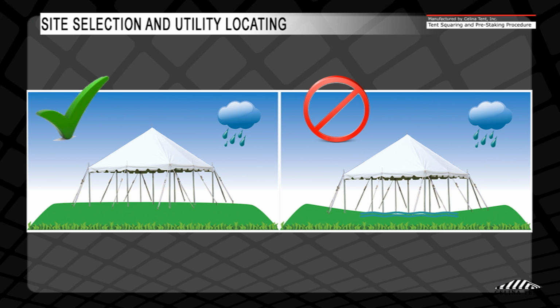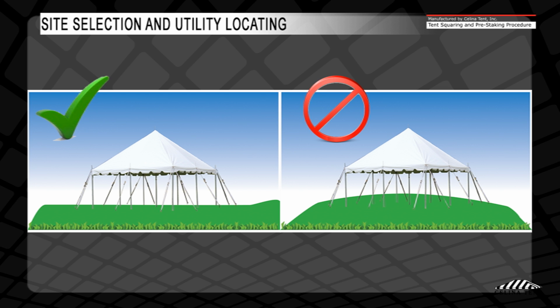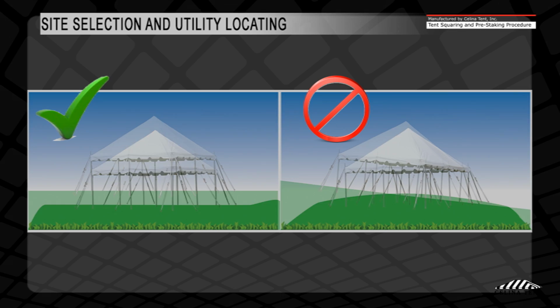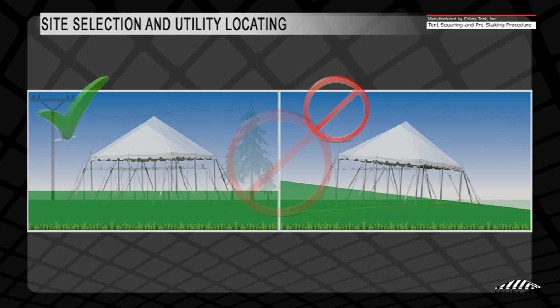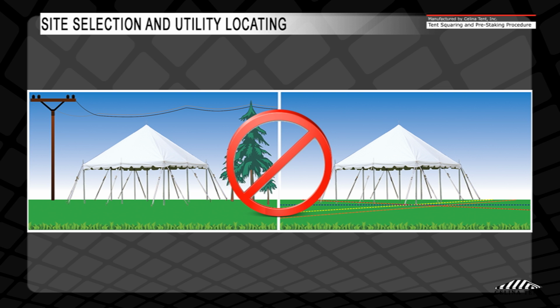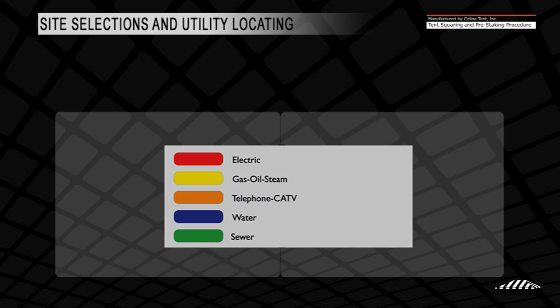When possible, choose an installation site that is elevated, flat, level, and free from overhead and underground obstructions. Prior to installation, call the local utility locating service and have all utilities located and marked. Utility locating is the installer's responsibility to ensure a safe installation.